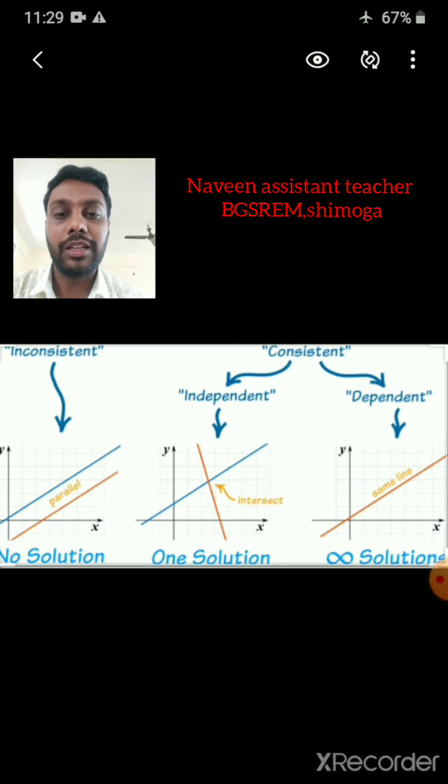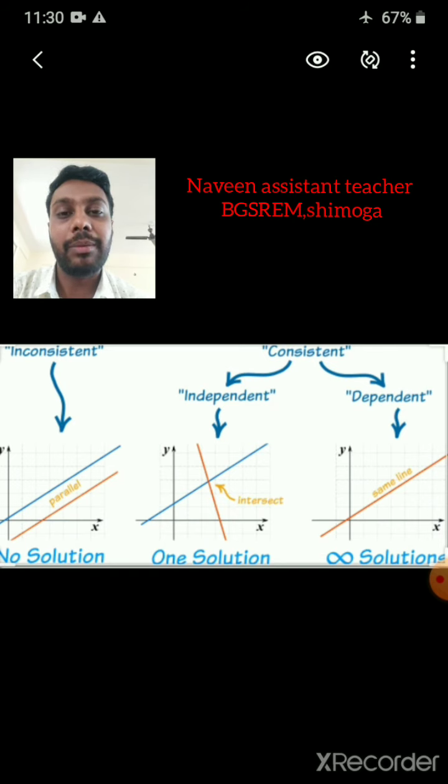So observe the figure below, the first one. In the graph there are two parallel lines. A pair of linear equations forming parallel lines has no solution, and we call it an inconsistent pair of linear equations. Then we move on to the consistent pair of linear equations.